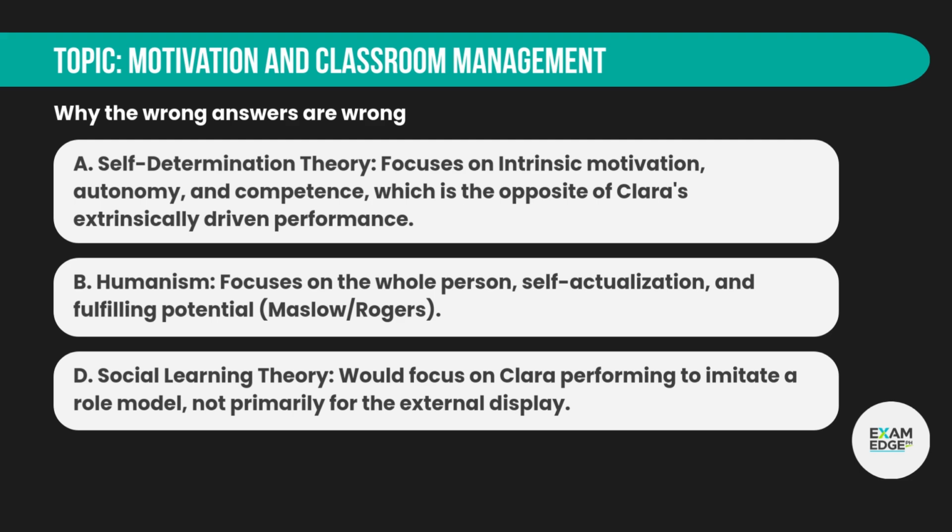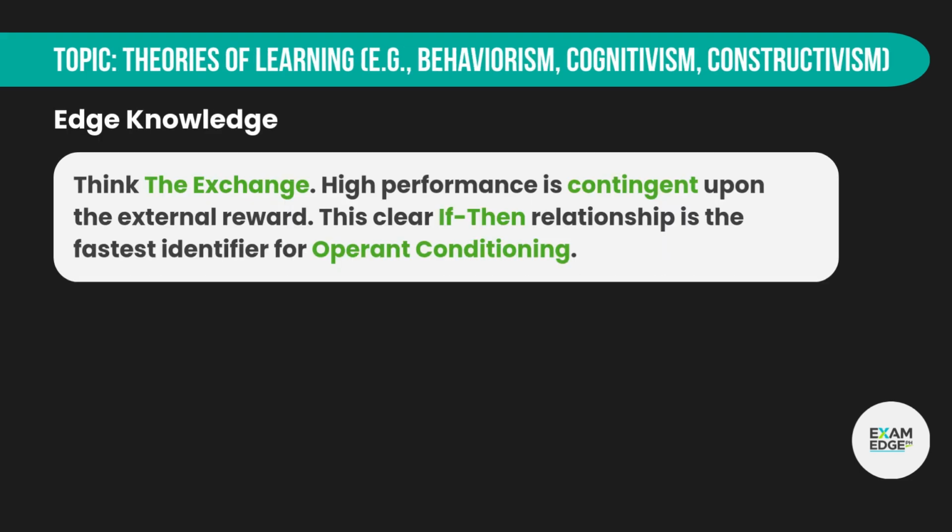B. Humanism focuses on the whole person, self-actualization, and fulfilling potential, Maslow, Rogers. D. Social learning theory would focus on Clara performing to imitate a role model, not primarily for the external display. Edge knowledge: think the exchange. High performance is contingent upon the external reward. This clear if-then relationship is the fastest identifier for operant conditioning.